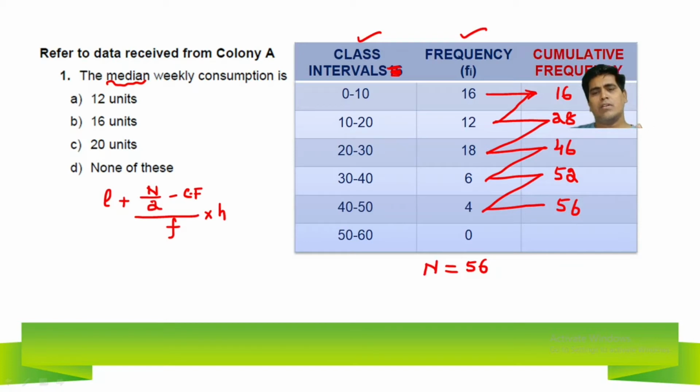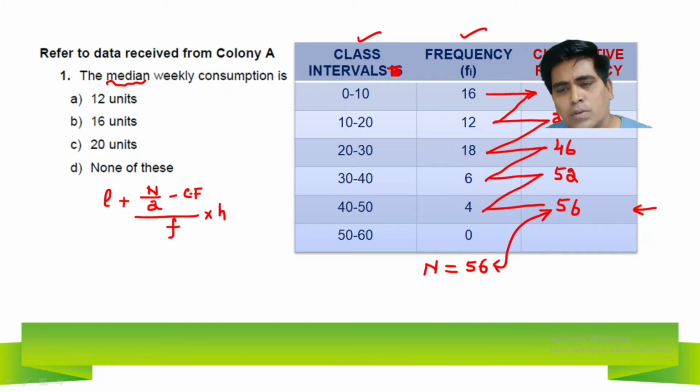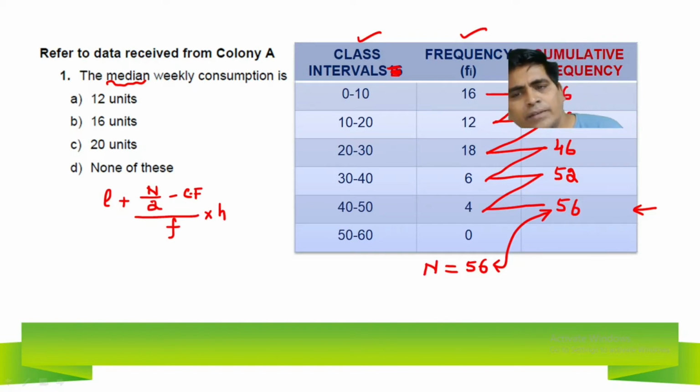So n is equal to 56 here. The cumulative frequency in the last row is 56, so it should match. This and this should match every time. Here it is already matched. So we got the cumulative frequency here.